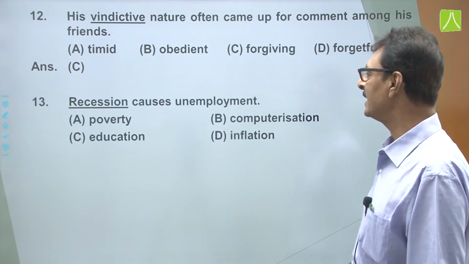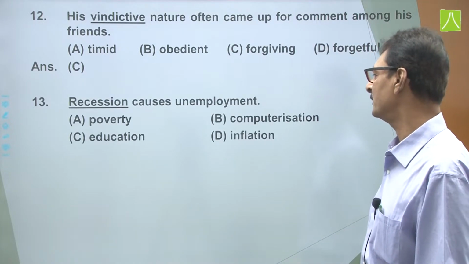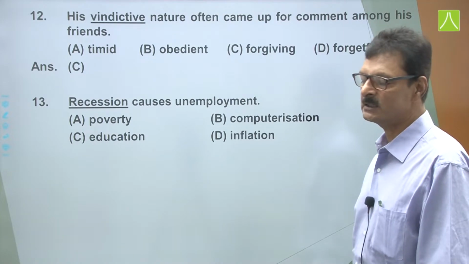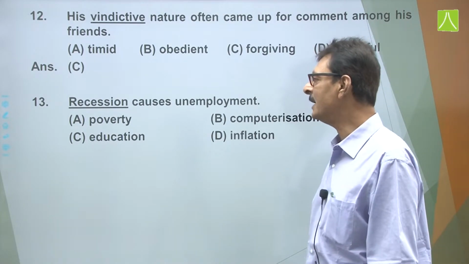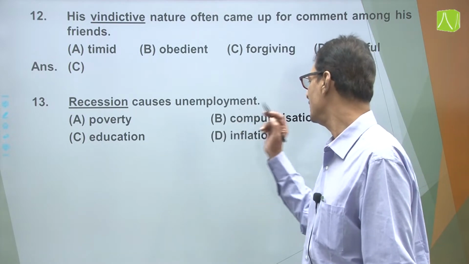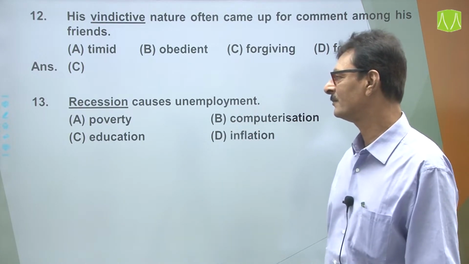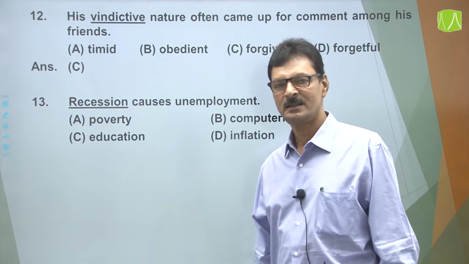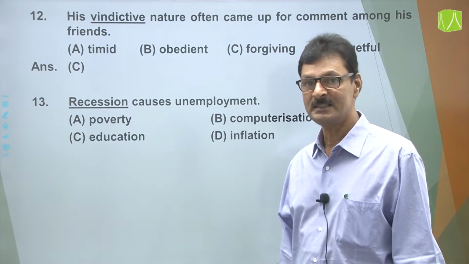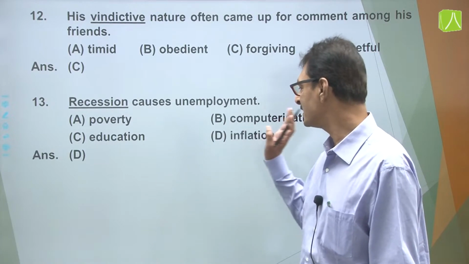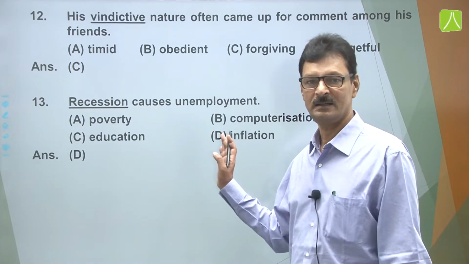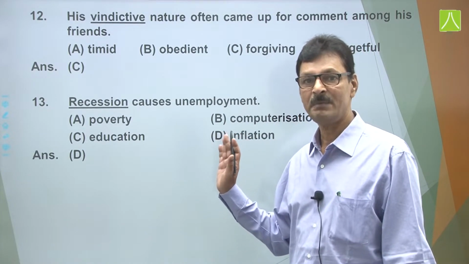Next one, recession causes unemployment, and the opposite options given to you as antonym of recession are poverty, computerization, education and inflation. Yes, हम हमेशा बात करते हैं रिसेशन चल रहा है, रिसेशन चल रहा है, and the opposite of this is inflation. So, recession antonym inflation.